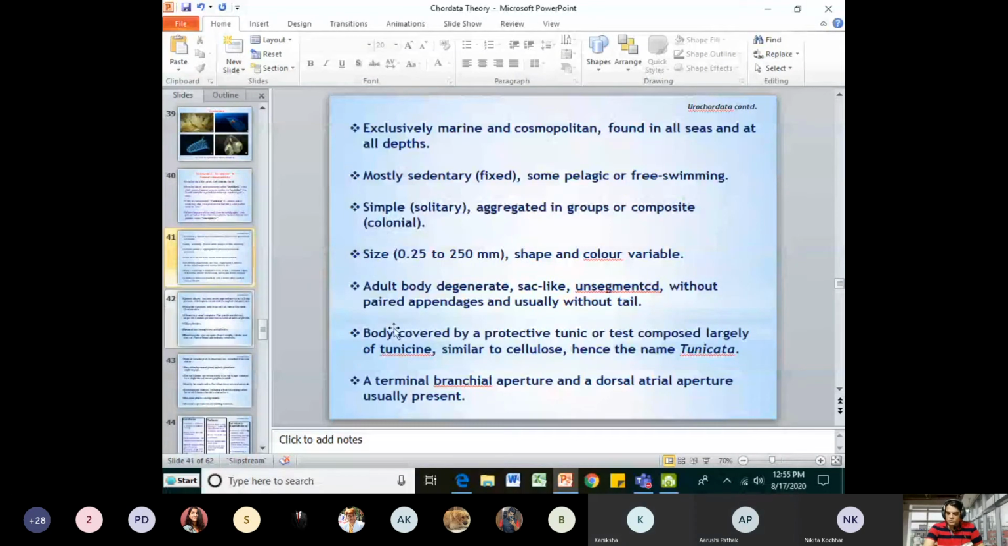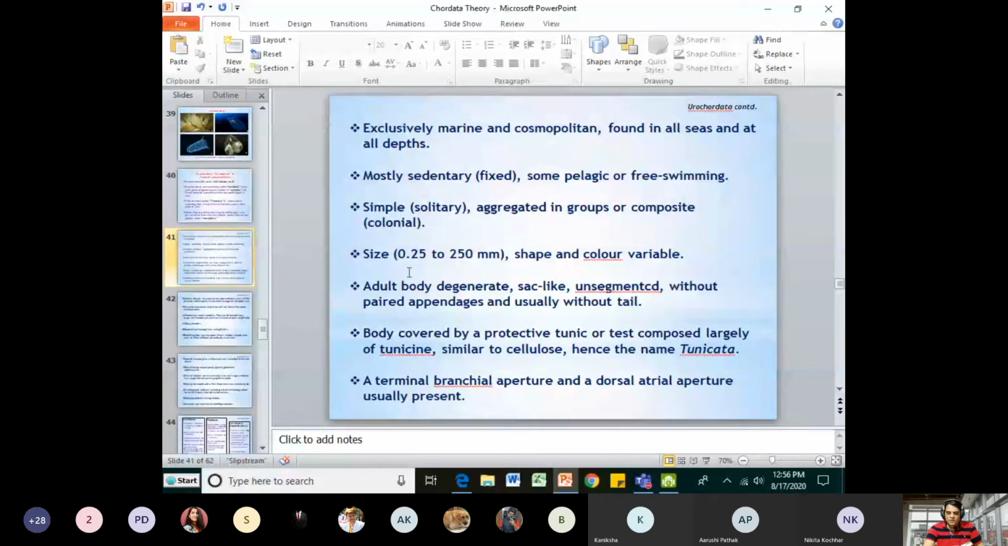They are exclusively marine and cosmopolitan, found everywhere, in all seas at all depths, and they are sedentary, fixed, some pelagic or free swimming. As I told you, there are some bioluminescent organisms which are free swimming, like Pyrosoma, whereas like Herdmania, they are fixed animals. They are simple or solitary, and they are colonial as well.